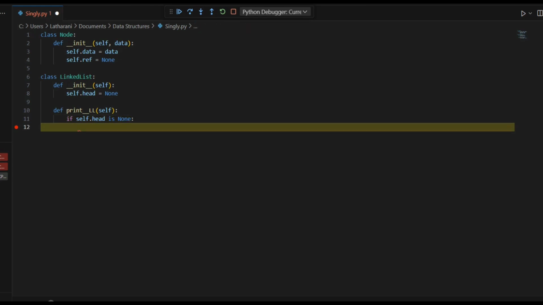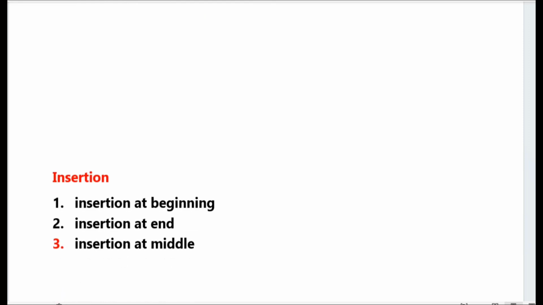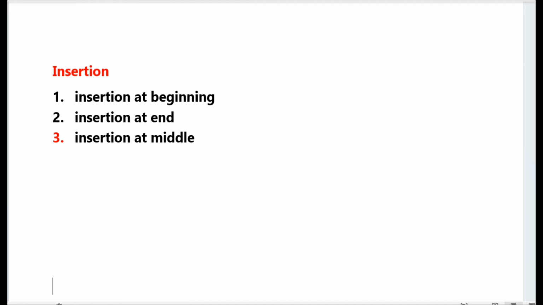In the singly linked list, there are three operations. First one is insertion, next one is deletion, and next one is traversal. In insertion operation, there are three types: insertion at beginning, insertion at end, and insertion at a particular position. The same applies to the remove method: remove at beginning, remove at end, remove at particular position. The third one is traversal. Traversing is to traverse each node and print the data.